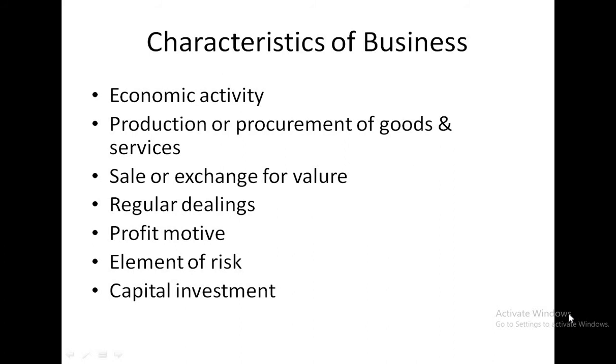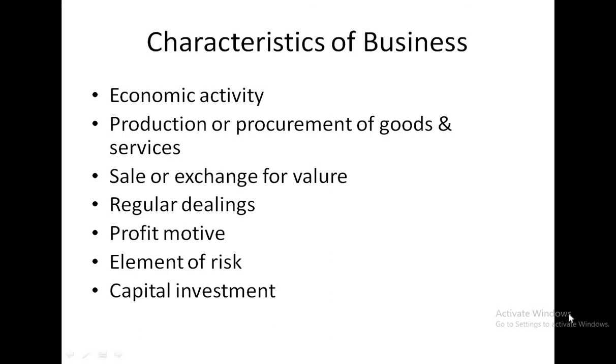Next point is production and procurement of goods and services. Every business must either produce goods it deals with or acquire goods from producers to be further sold to customers. Goods may be consumer goods, producer goods, etc. What do you mean by consumer goods? Consumer goods are goods which are used for final consumption. Example: sugar, pencil, ghee, etc. There are many examples.